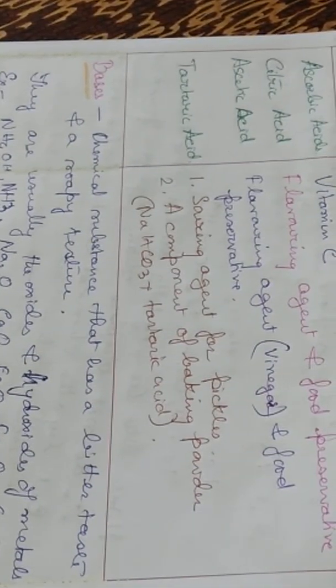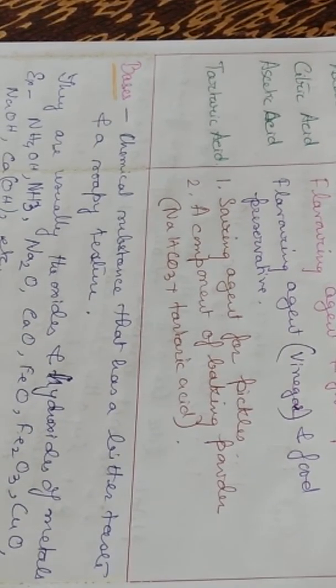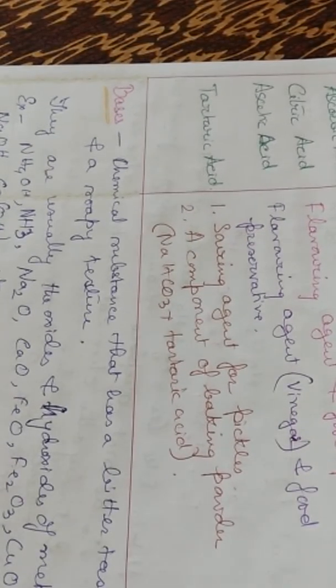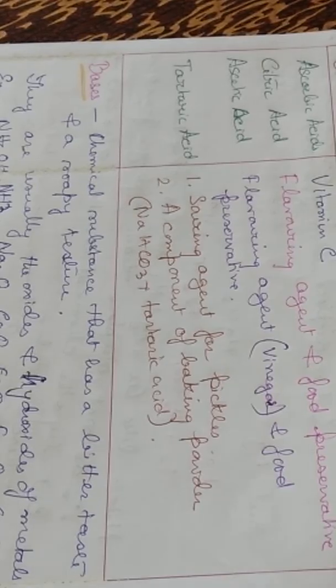Now organic acids like ascorbic acid are found in vitamin C. They are used as vitamin C. Then citric acid is used as a flavoring agent and food preservative. Then acetic acid is also used as a flavoring agent. It is found in vinegar and used as a food preservative. Then tartaric acid is used as a souring agent for pickles. It is also used as a component of baking powder. Baking powder is a mixture of sodium bicarbonate and tartaric acid.